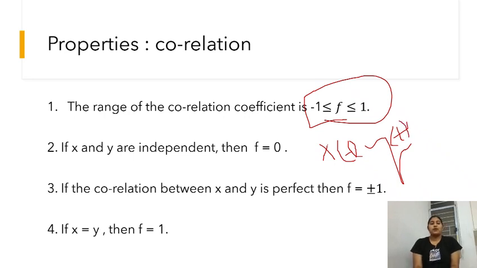If the correlation between x and y is perfect, then rho equals plus or minus 1. If x equals y, then rho equals 1.